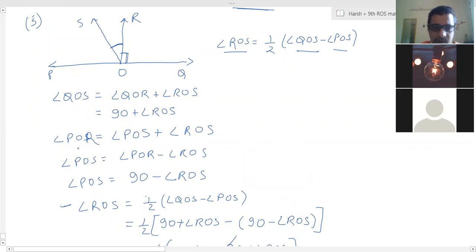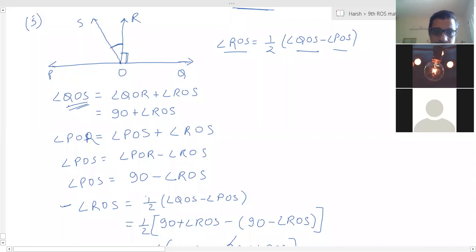Now POR is POS plus ROS. Now POS is equal to POR minus ROS. No, you guys are not understanding. See what I am telling. I'll start it from here, one by one. You tell me. If you're not understanding, please let me know.